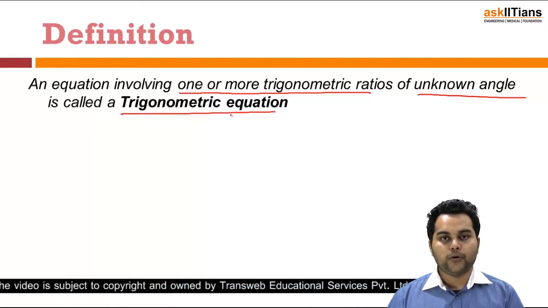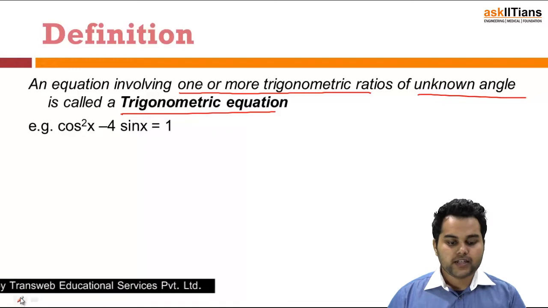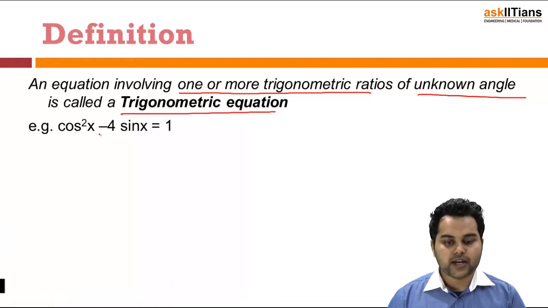I'll take up an example now. cos squared x minus sin x minus 4 sin x is equal to 1. Now cos squared x has two trigonometric ratios, one is cos and another one is sin. The same unknown angle is used for both the trigonometric ratios, and the whole equation is equated to something. So this is an example of a trigonometric equation. Various trigonometric ratios are involved of the same unknown angle, and it is equated to something.